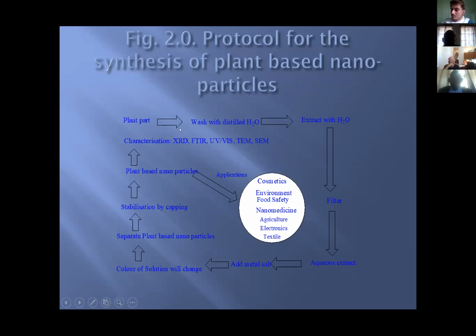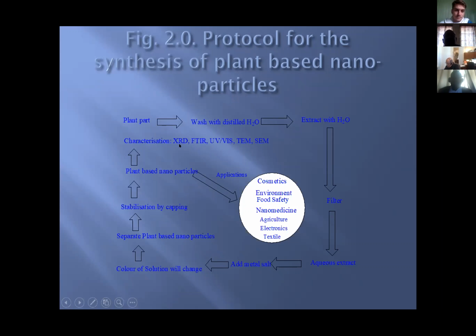Basically what you do, you take the plant part, you wash it, ensure that it has no microbes, you extract with water, you have your aqueous extract, then you add your metal salt. Within 50 minutes, you can see a color change. Then you do your filtration, and then you can do your stabilization or capping to prevent agglomeration. And then after drying and so forth, you can do your characterization.